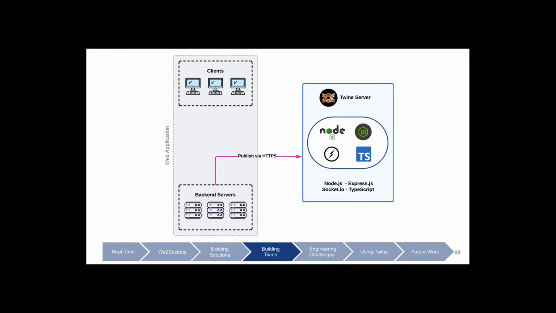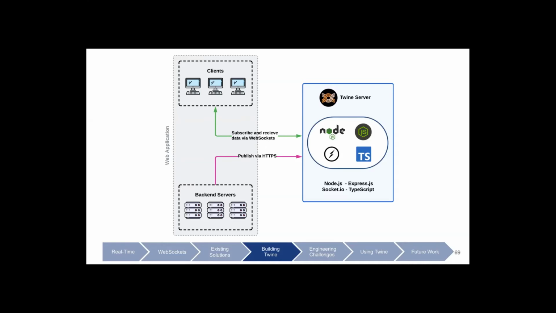Once Twine has been dropped into the application, its back-end servers can publish data to the Twine server via HTTPS, while indicating what rooms they are publishing data to. Twine receives the published data and sends that data to subscribed clients in real time via a WebSocket connection.